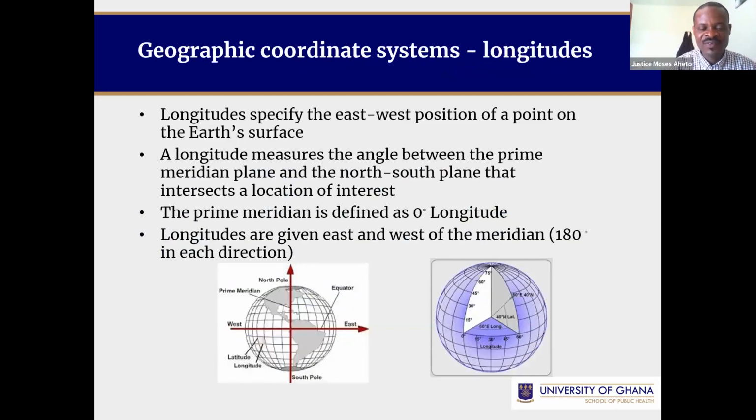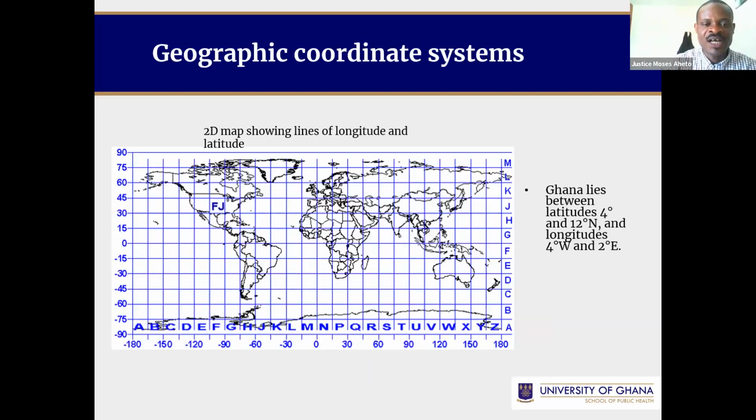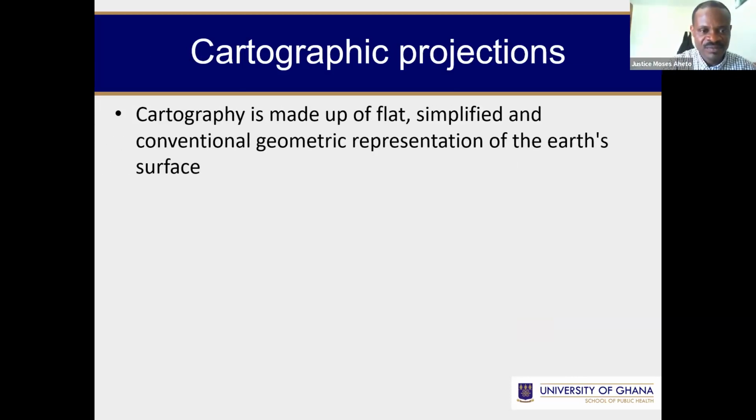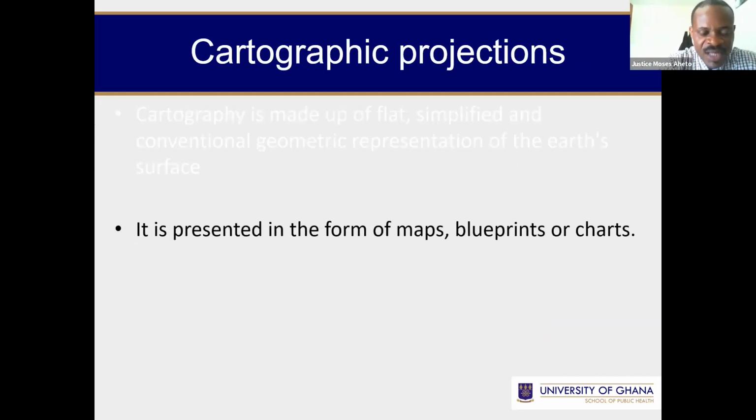But if you look at this one, this is not flat. This is spherical in nature. So converting the spherical to flat is what you call the projections. So you transform from one state to another, and we call it the projections. So cartography is simply made up of a flat, simplified, and conventional geometric representation of the Earth's surface. And then we normally present this in the form of maps, blueprints, or charts, just as you have seen right now.